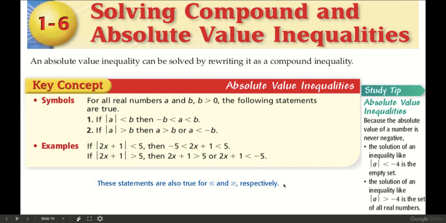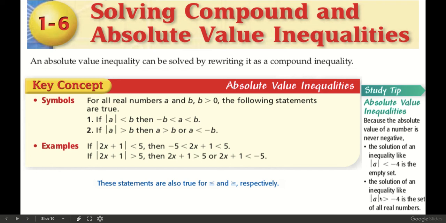So one other thing to think about is if you ever have an absolute value that is less than a negative number, that is an empty set, because you will never find any value whose absolute value, its distance from 0, is going to be less than a negative number, right? You're never going to find a distance being negative. So that's always going to be an empty set whenever you come across an absolute value less than a negative number. There is no value that will work for that.